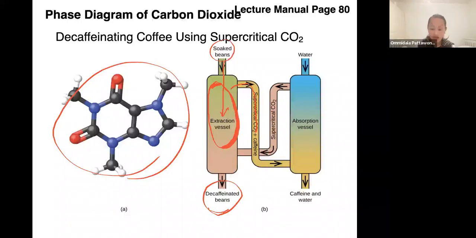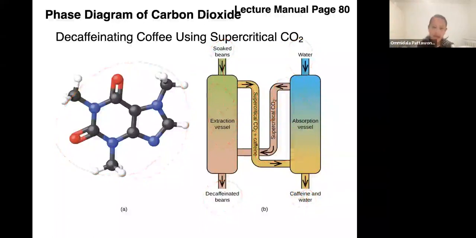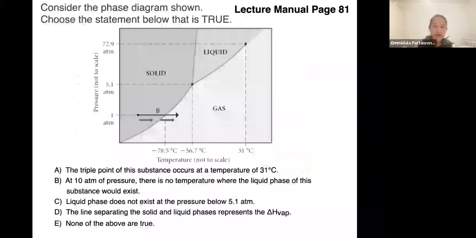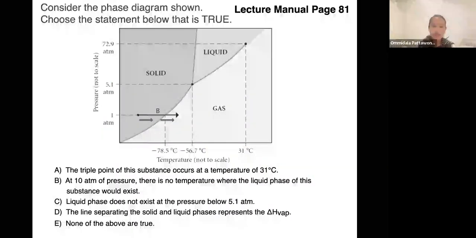Then this supercritical CO2 carries the caffeine through the absorption vessel, and water is fed into this vessel to dissolve the caffeine, and then the supercritical carbon dioxide is fed back to the extraction vessel again. This is just one of many applications of supercritical fluid extraction. Now let's take a look at an example problem that you are going to see on the exam.